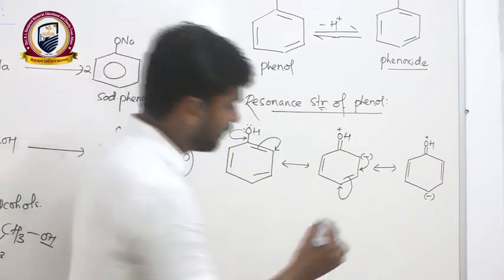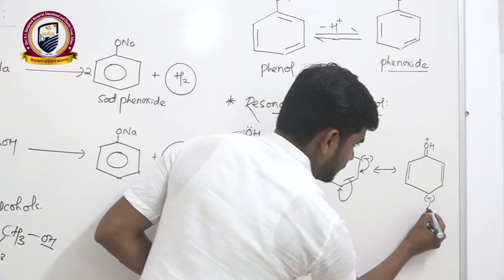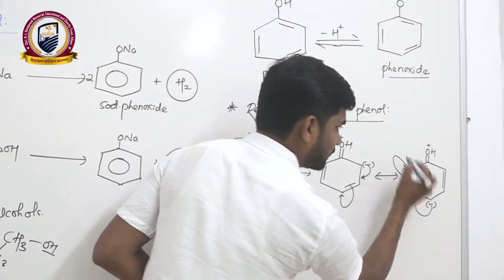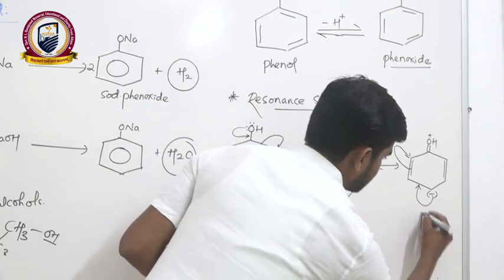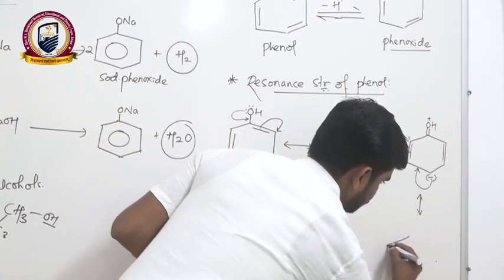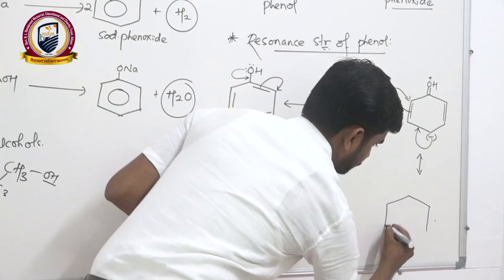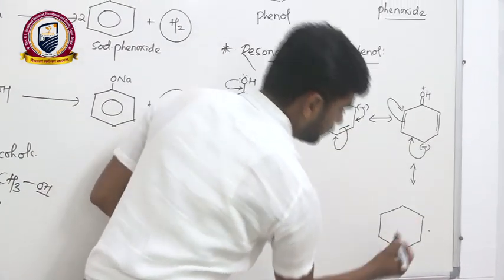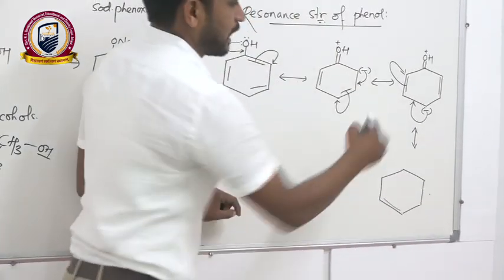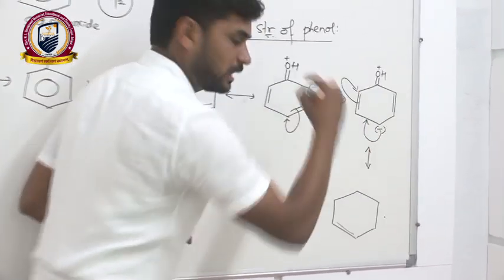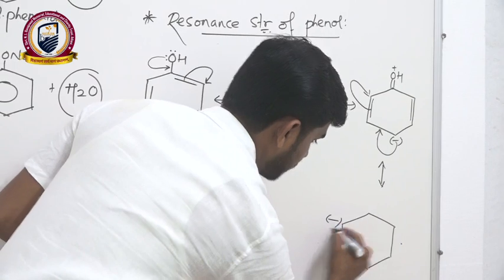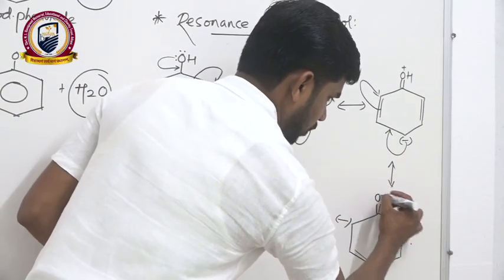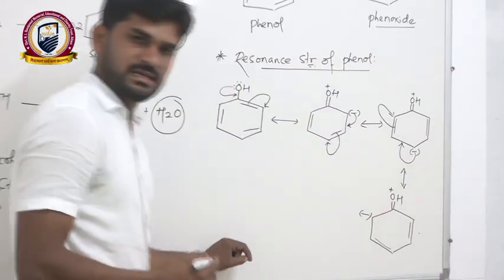The next structure will be: this negative charge makes a bond over here, and these pi electrons will be on what? This carbon atom. So here this negative charge will move here, there is a formation of a double bond, and these pi electrons are moving onto this carbon atom, so therefore this carbon will acquire what? Negative charge, and everything is the same again, double bond, OH with the positive charge.